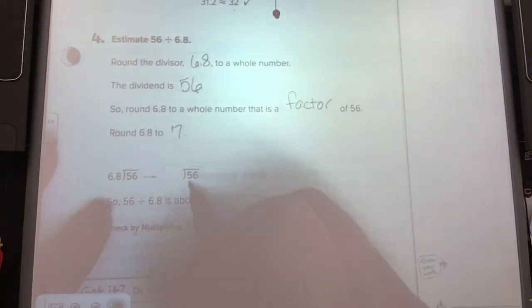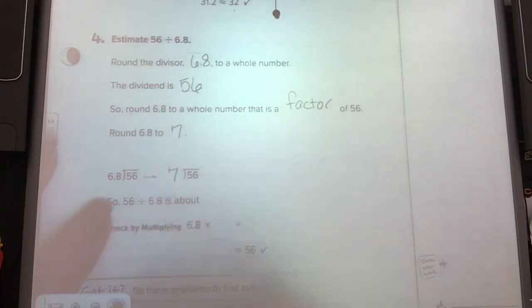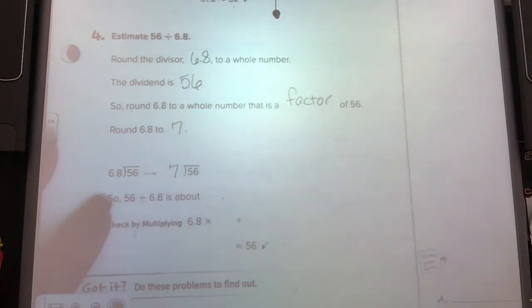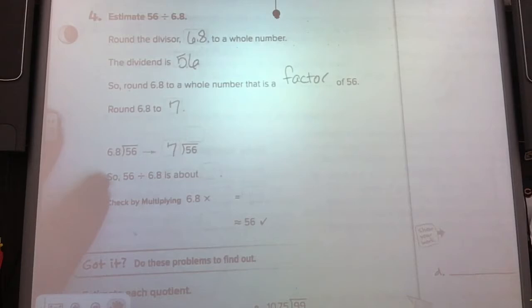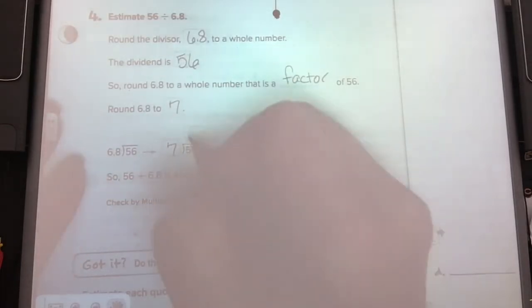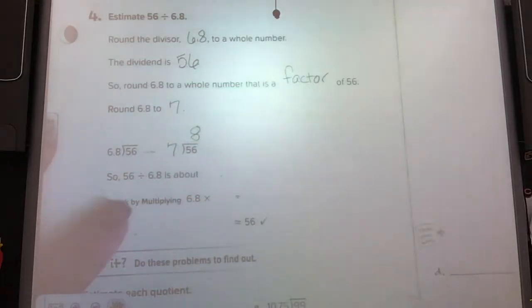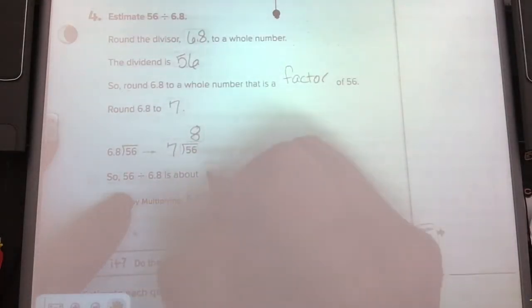And then we're going to take 56 divided by 7. If you look on your multiplication chart, 56 divided by 7 is what? 8. So 56 divided by 6.8 is about 8.